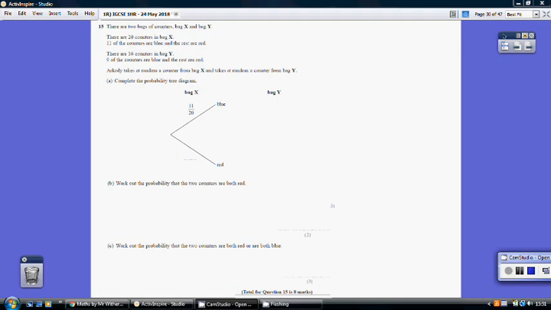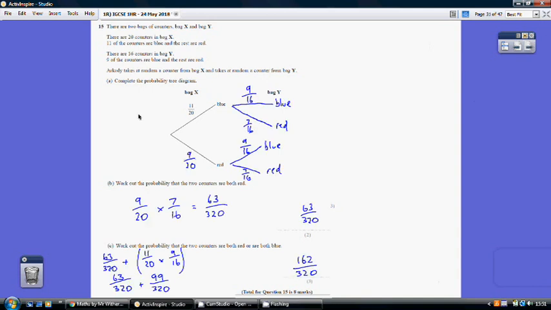Question 15, part A, we have to complete the tree diagram. So if the probability from bag X of blue is 11 over 20, then the probability of red must be the rest, so that's 9 over 20. And then we're told this information with regards to bag B. So as we take bag B, the probability of a blue is 9 out of 16, meaning that red must be 7 out of 16, and then that's just repeated down here as well.